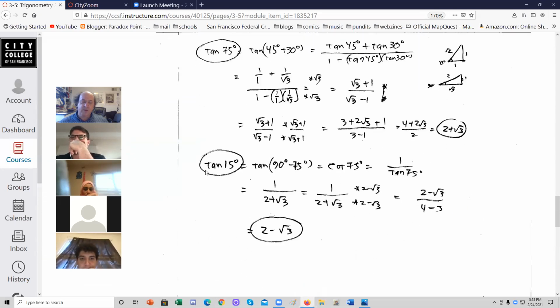Tangent 15 degrees will be cotangent of 75 degrees, so 1 over tan 75 degrees. So 1 over this, 1 over 2 plus root 3. To rationalize the denominator, we'll multiply above and below by 2 minus root 3. So in the numerator, 2 minus root 3, and the denominator, 2 squared is 4, minus root 3 squared is 3, 4 minus 3 is just 1, so we're just left with 2 minus root 3.